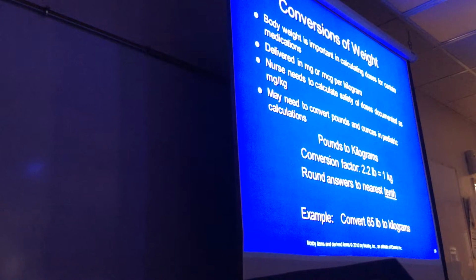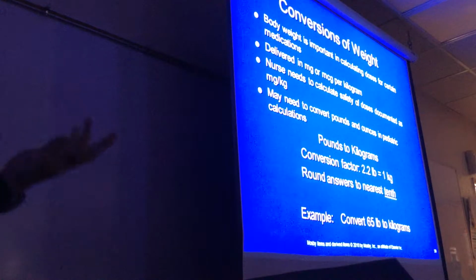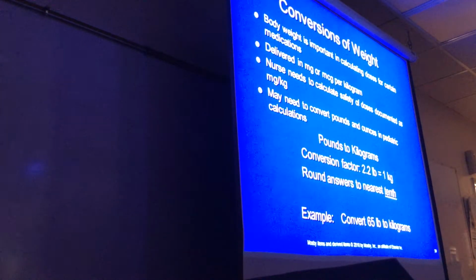Okay. And charcoal's 1 gram per kilogram. That's when you'll see it. So milligrams per kilogram, micrograms per kilogram. IV drips that we do are based off of weight a lot of times. So, like I said, nurses need to calculate safety of doses documented as milligrams per kilogram. So make sure you understand how to do that.